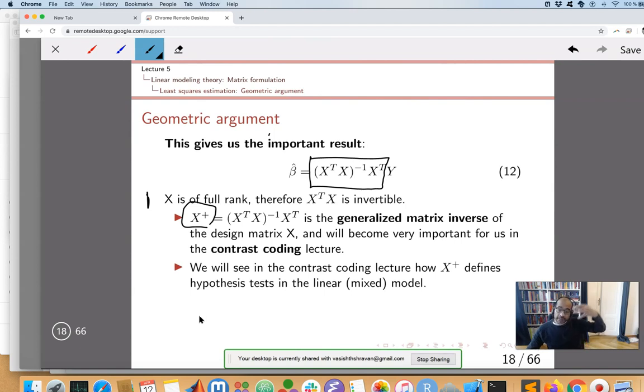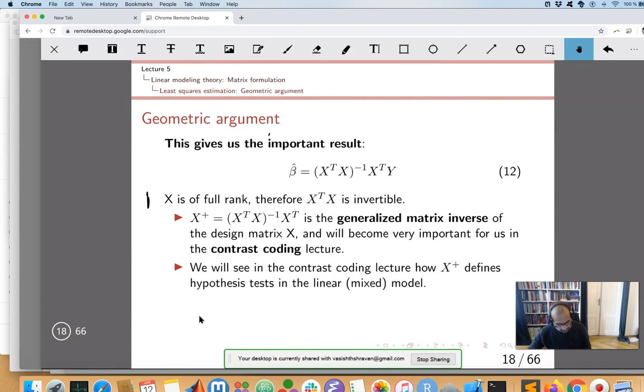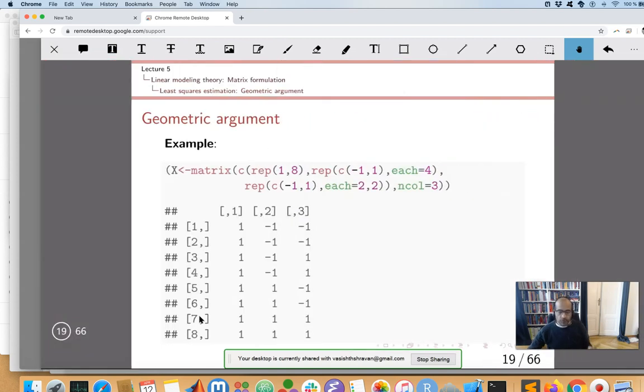So this is where all the action is coming from, the generalized matrix inverse. Okay, so you will see more details of this later on. So this is why I wanted to discuss this in this lecture.